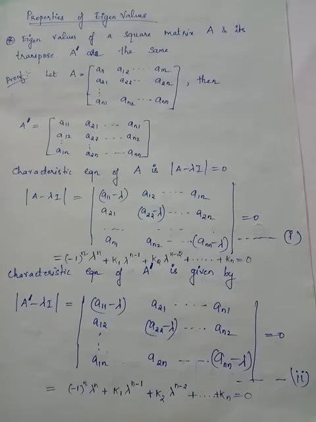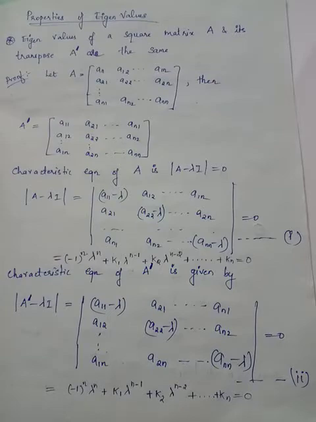Property 1. Eigenvalues of a square matrix A and the eigenvalues of the transpose of the square matrix A dash are identical. This property looks very much similar to the property of the determinant, which says that the determinant of a square matrix and the determinant of the transpose of the square matrix are the same because the determinant of a matrix is unchanged if the rows and columns of the matrix are interchanged.